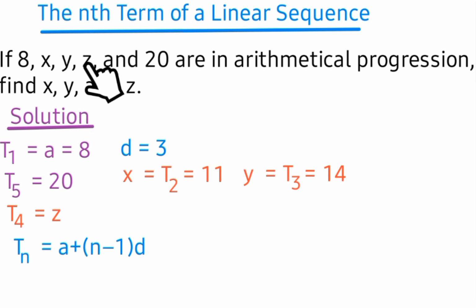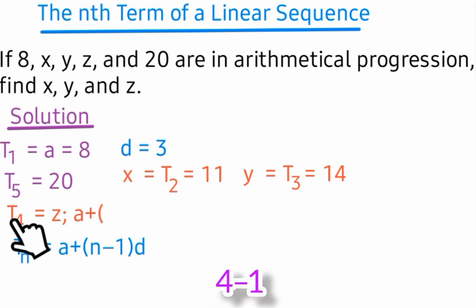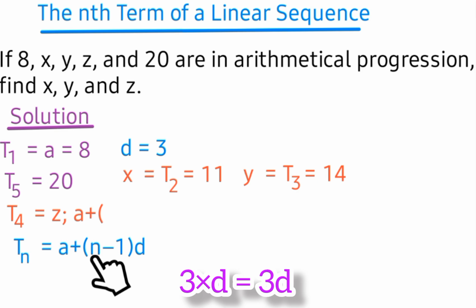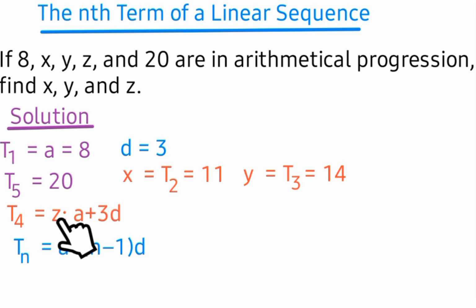Z is the fourth term. Adopting the usual formula, T4 will be A plus (N minus 1)D, and the N value is 4 minus 1. 4 minus 1 is 3. 3 multiplied by D gives 3D. Therefore, Z is A plus 3D.